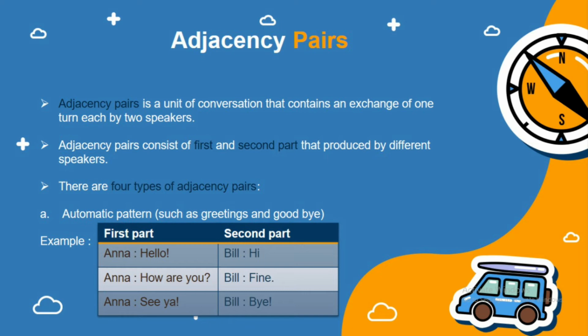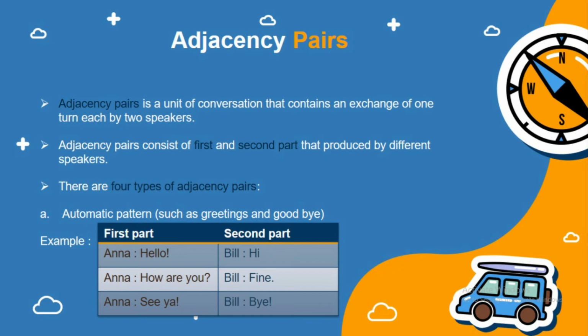Adjacency pairs is a unit of conversation that contains an exchange of one turn each by two speakers. Adjacency pairs consist of a first and second part that are produced by different speakers. The utterance of the first part immediately creates an expectation of the utterance of a second part of the pair. Failure to produce the second part will be treated as significant and hence meaningful.